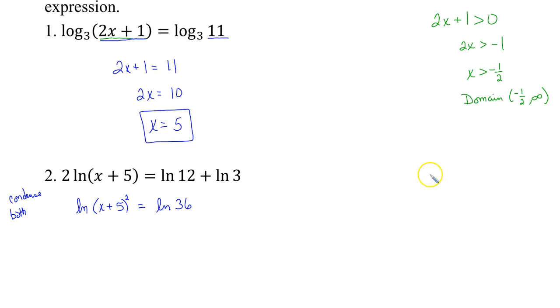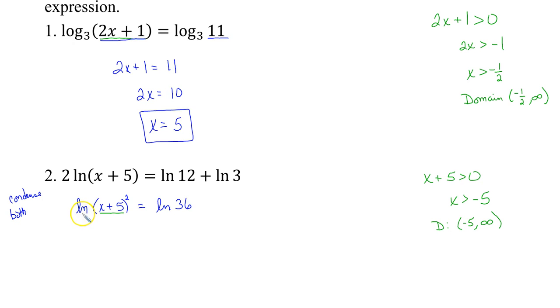Again, I want to talk about the domain, so we will take the expression x plus 5 and set it greater than 0 and solve for x. Subtracting 5 from both sides, I get x is greater than negative 5. So the domain is all values of x which are negative 5 to positive infinity, or greater than negative 5. Let's go solve the equation and see what we get.